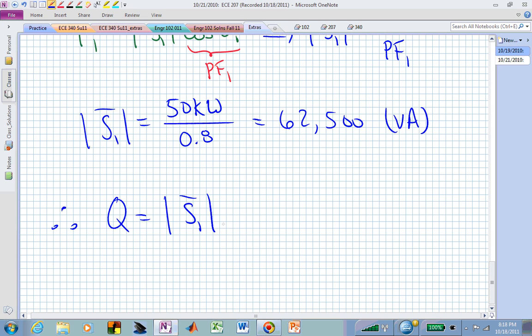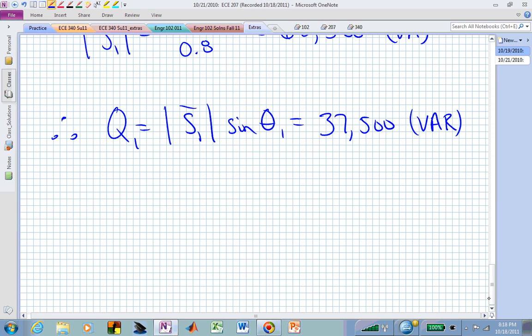Q1 is simply the hypotenuse times the sine of theta 1, and theta 1 was 36.87. The magnitude, or the apparent power, was 62,500, or we now have for Q1, that's 37,500 volt amperes reactive. Now we know all of the different pieces to the triangle for load 1. We now have the complex power triangle for load 1.